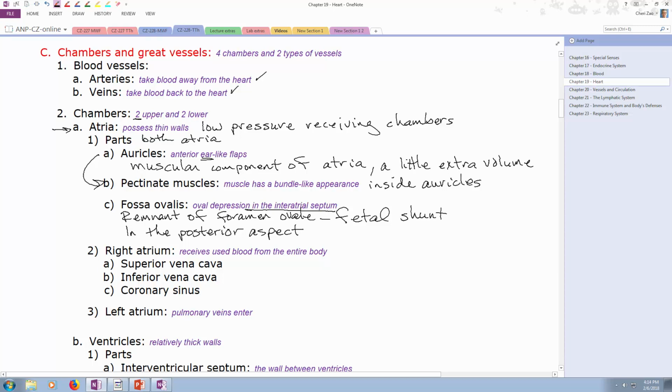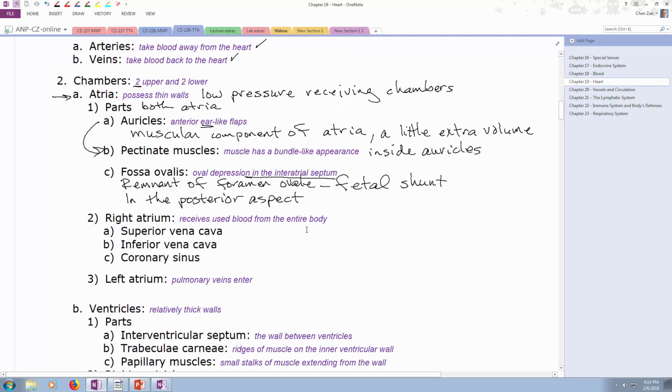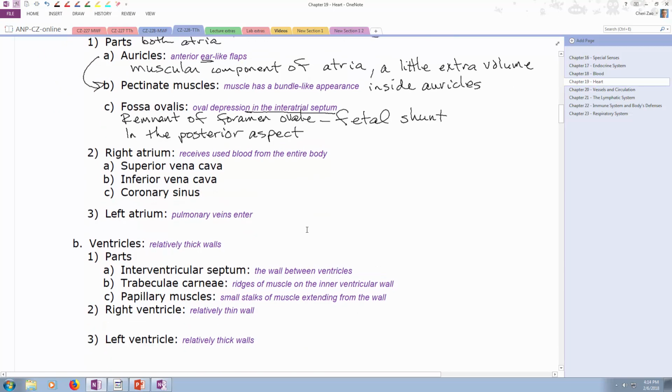Of our interatrial septum. So those are things in common to both atria. So now let's take a look at some of the things that cause differences in our two atria.